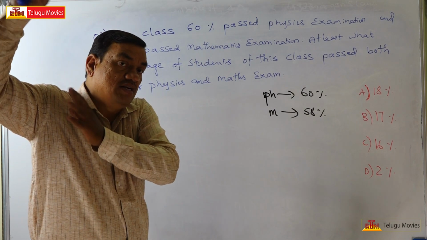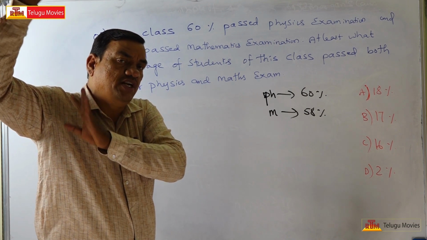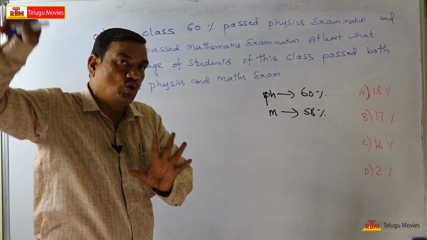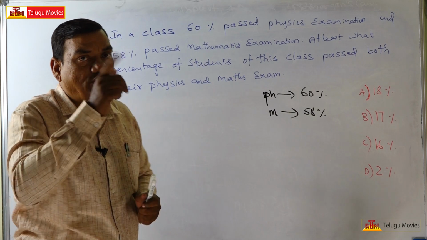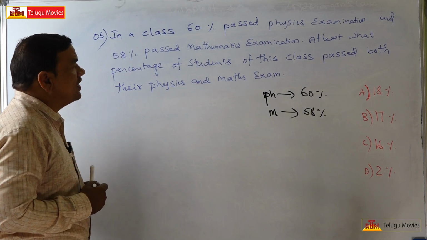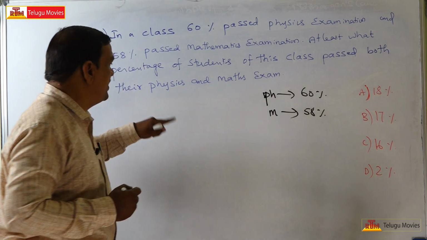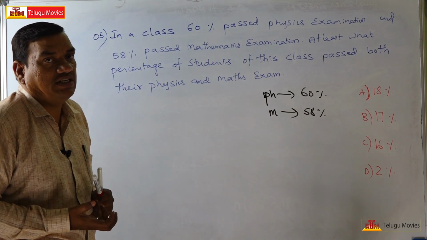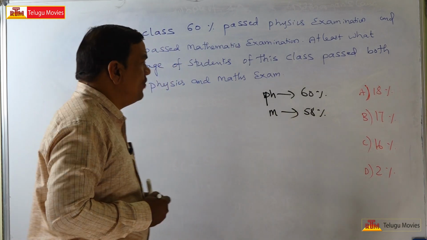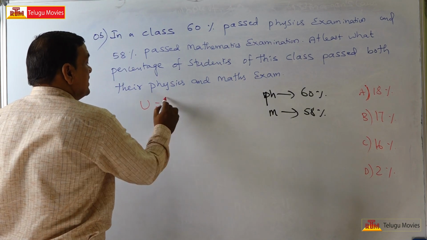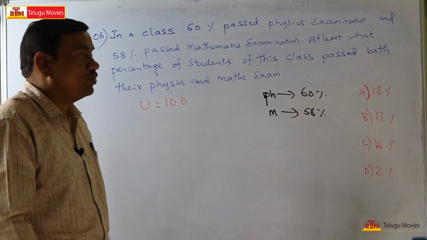There are certain students who passed in both maths and physics, and some in botany and zoology. Some students are there in the class, but he is concentrating only on physics and maths. Try to understand this. Now he asked to find at least what percentage of students of this class passed both their physics and maths exams. If we take the universal set as 100 students, we are considering 100 students only.